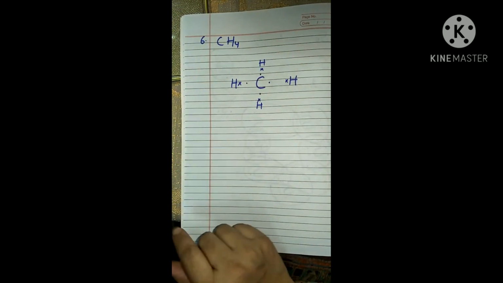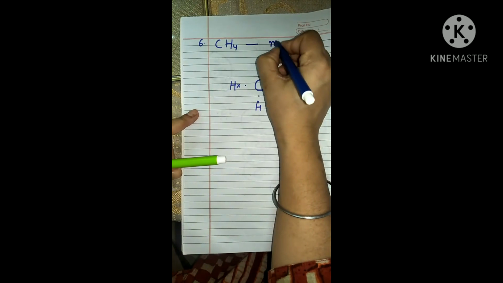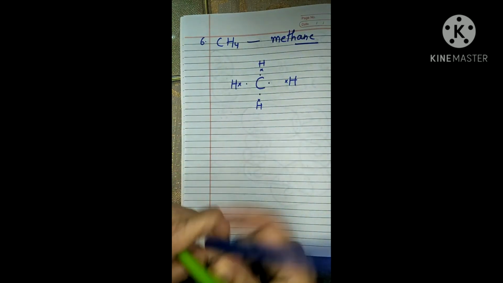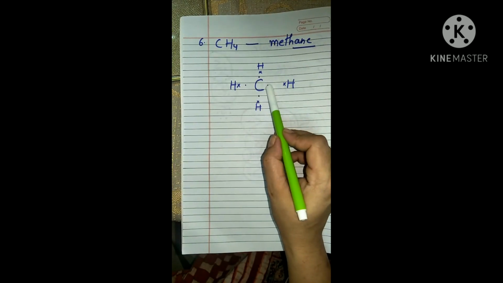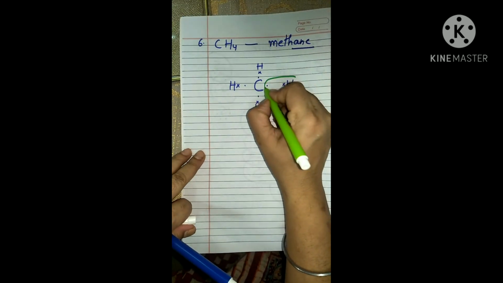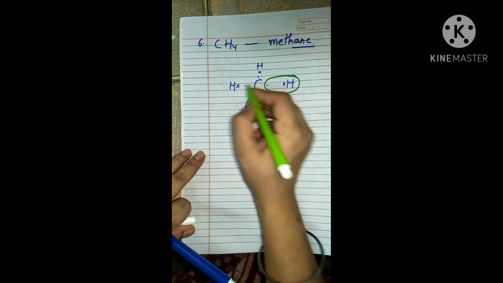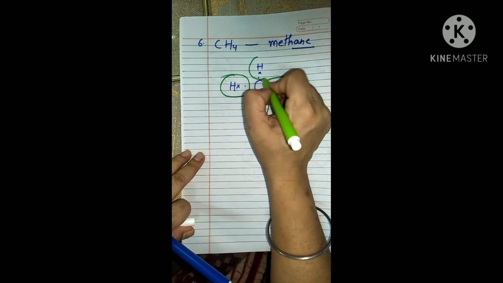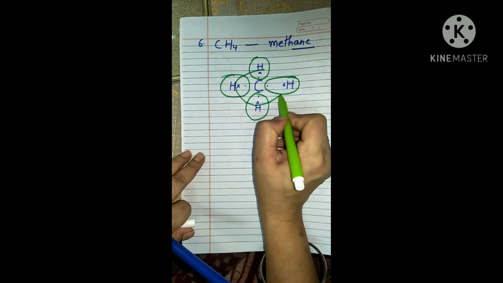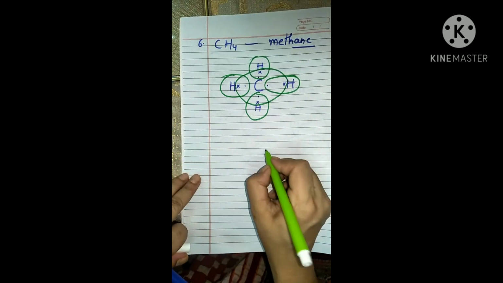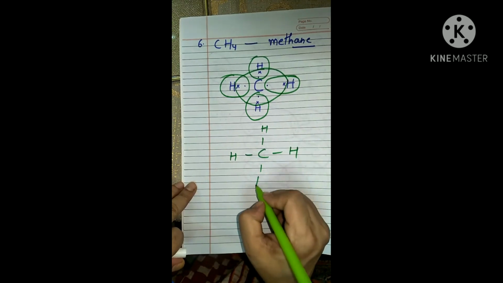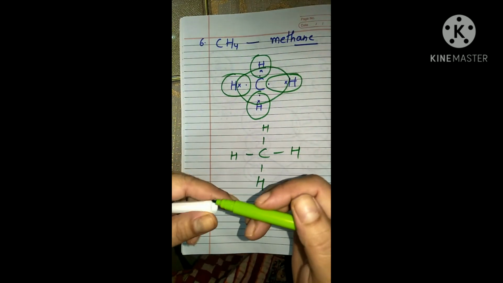Then comes the methane molecule, that is CH4. So how is CH4 formed? Carbon has 4 electrons, shown as dots. For hydrogen, a cross is given. Hydrogen has to be stabilized by the doublet, by acquiring 1 electron this way. And carbon will be 2 plus 2 is 4, 4 plus 2 is 6, 6 plus 2 is 8. This way the structure will be formed. I hope this is clear to you.